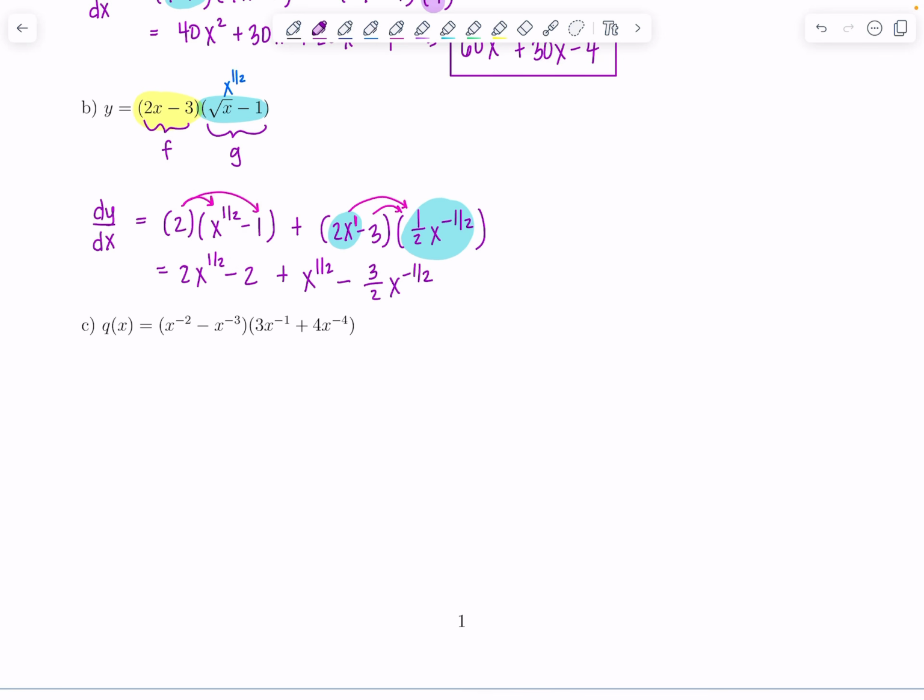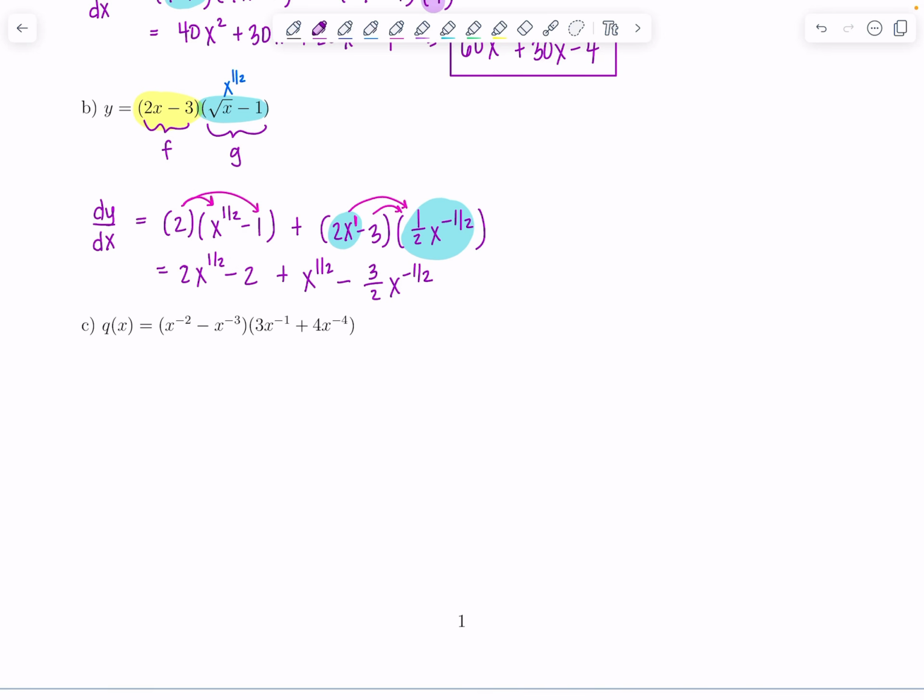Don't write 1.5. Nobody wants your decimals unless the directions in the problem say use decimals, okay? Or if the problem starts off with decimals, then that's your cue. Otherwise, always just use a fully reduced fraction.